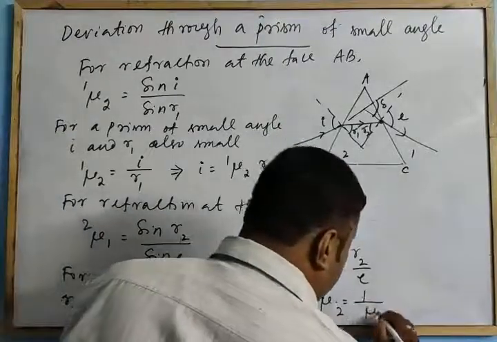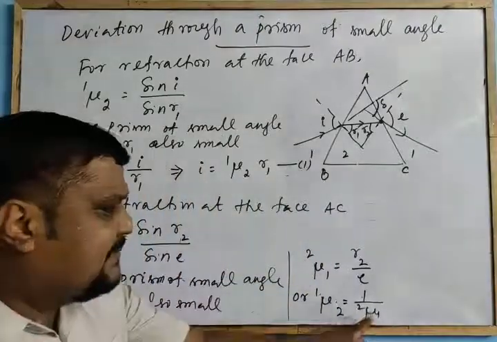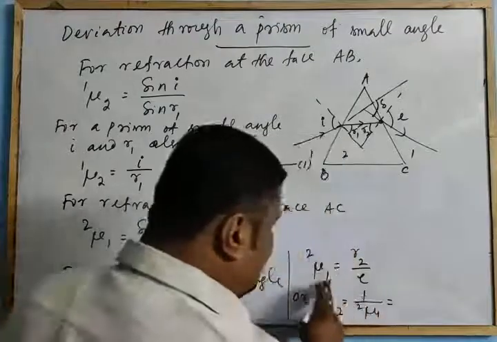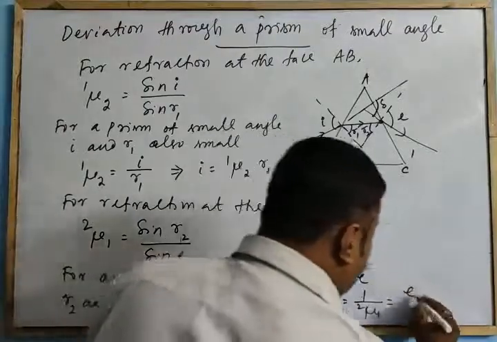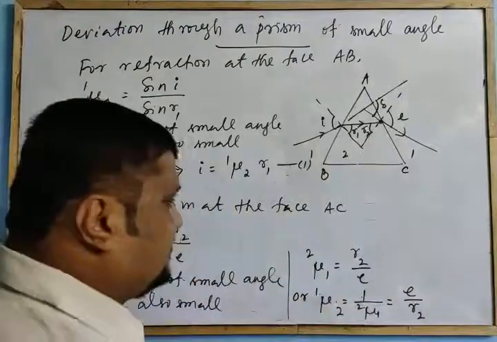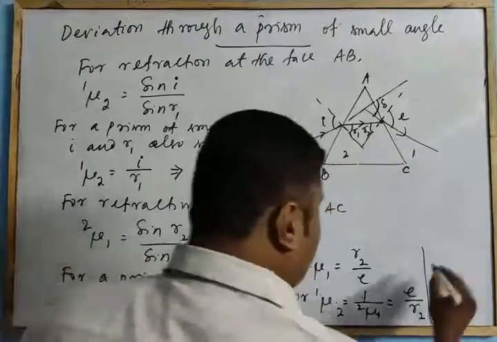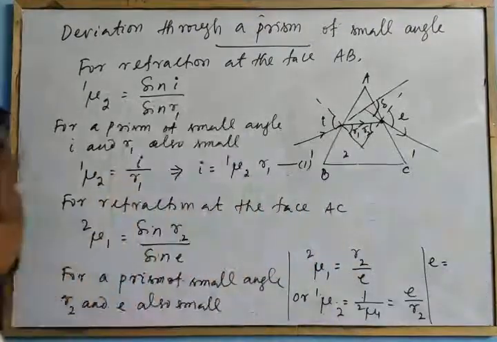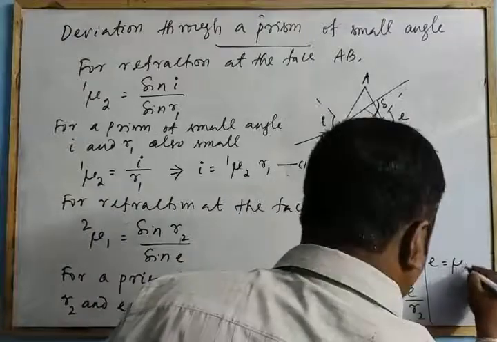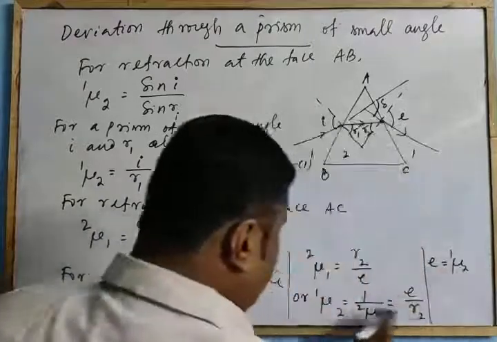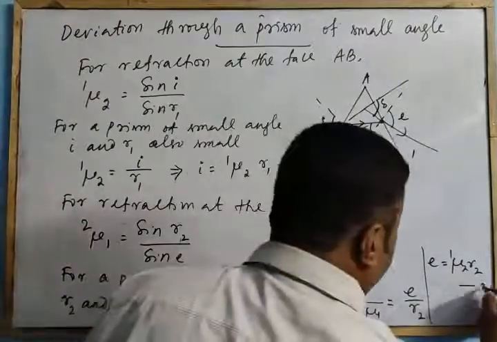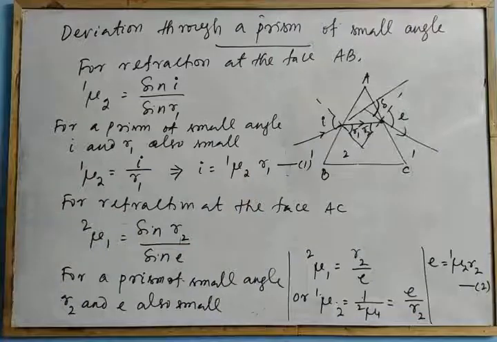1 by mu12. By the principle of reversibility, mu21 is equal to 1 by mu12, that is equal to this, which means E by R2. Or I can write this as E is equal to mu21 R2. This is equation number 2.